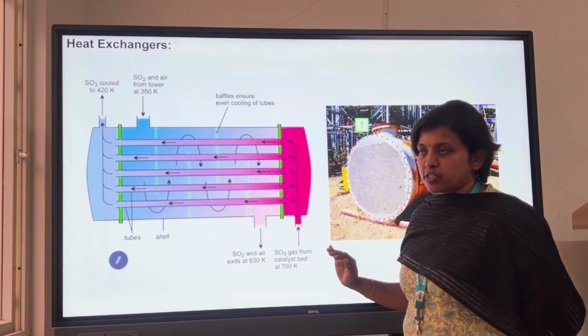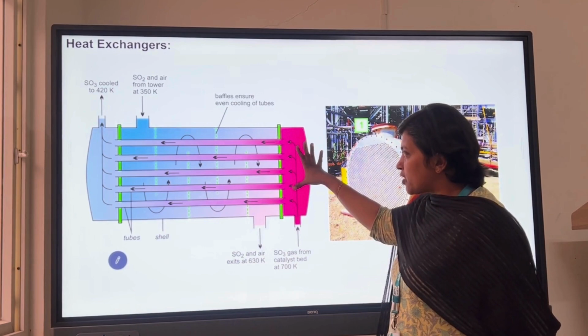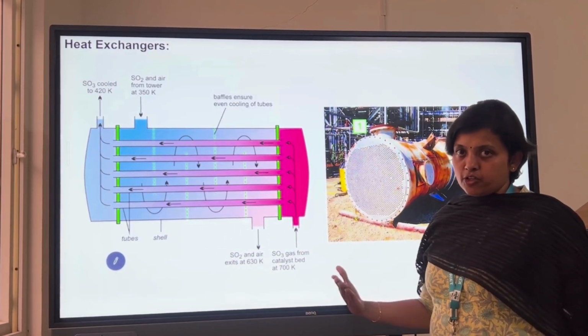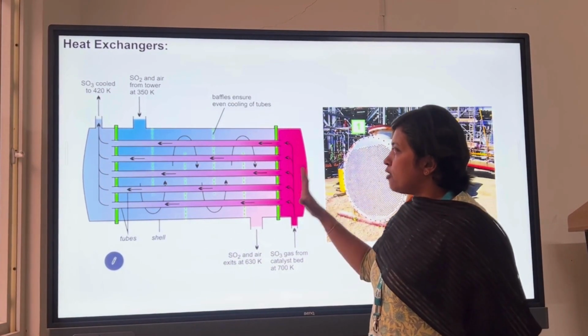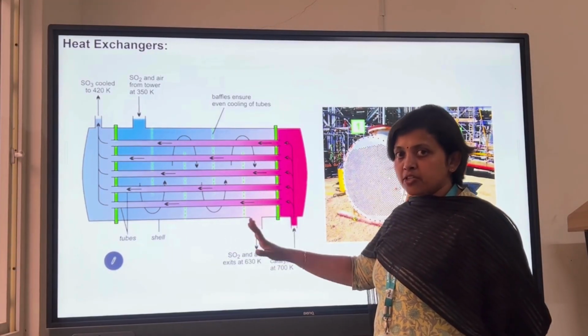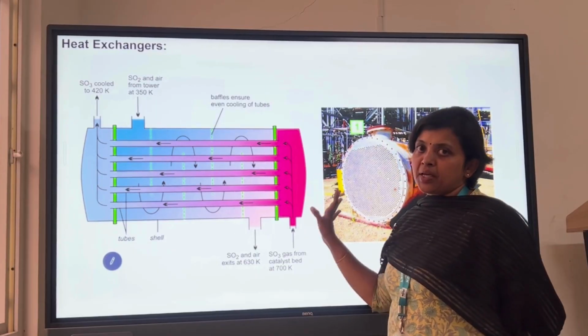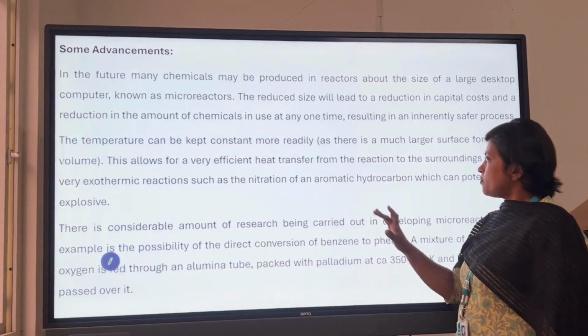Here the temperature increases. Like this, within a particular container, once the reaction occurs at a particular condition, or temperature differences happen inside the container, those things come under the reactor.